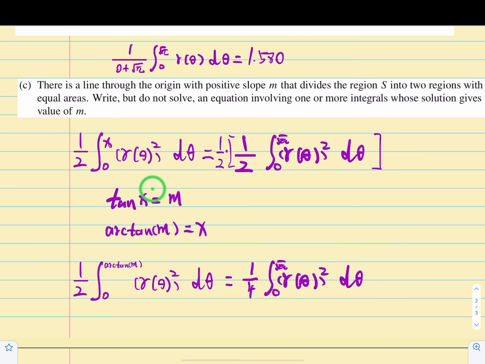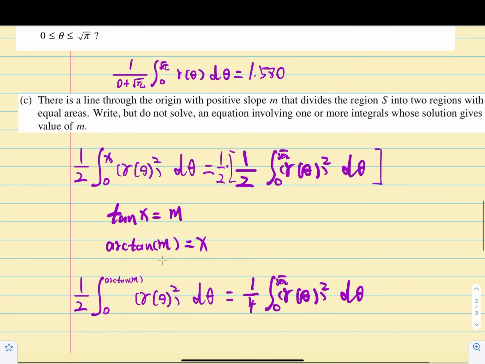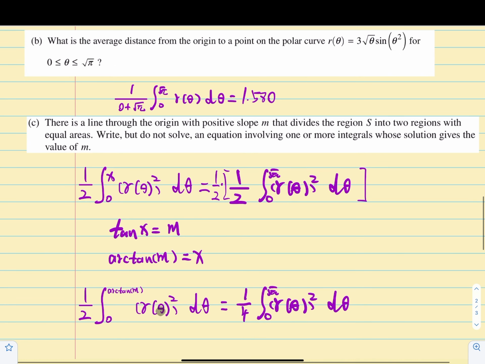So this can be solved for m. Arctangent of m equals 1/2 of this. This is the area of the half, equal to half of the whole area. We can find the m in this integral.